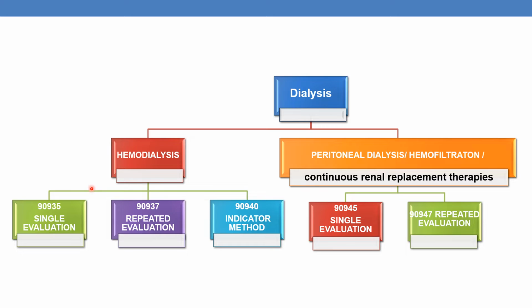We will see the detailed description of these codes in the further session. As of now, for hemodialysis, if it is single evaluation, the code is 90935, and if it is repeated evaluation, the code is 90937. And other than hemodialysis, whether it is peritoneal dialysis or hemofiltration or other renal replacement therapies, for single evaluation, the code is 90945, and for repeated evaluation, the code is 90947.